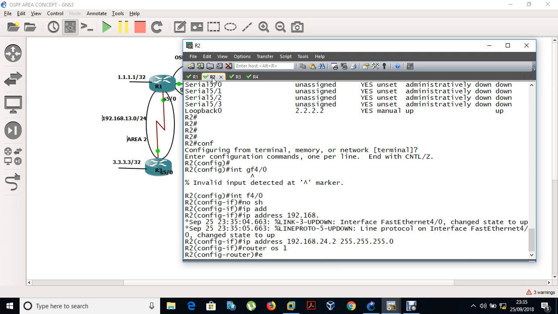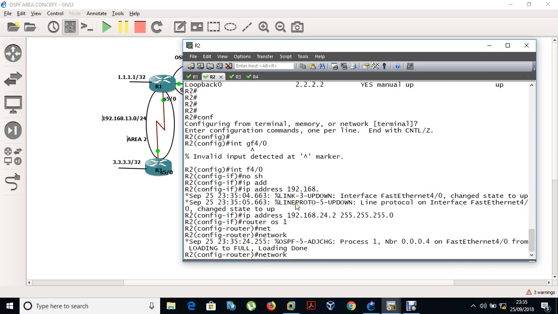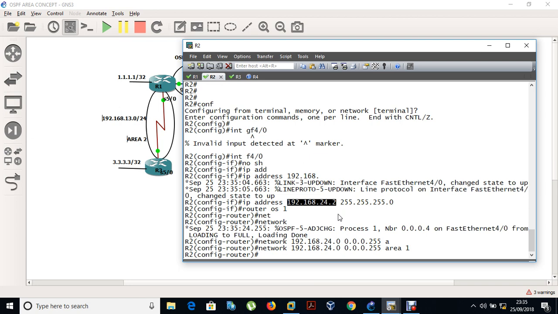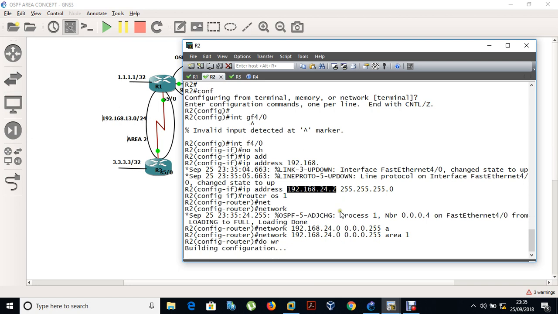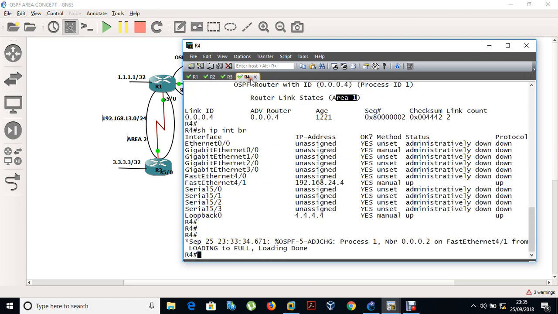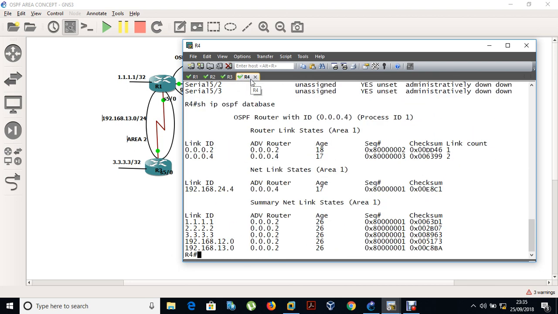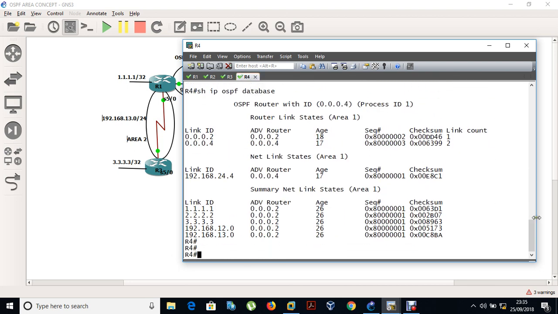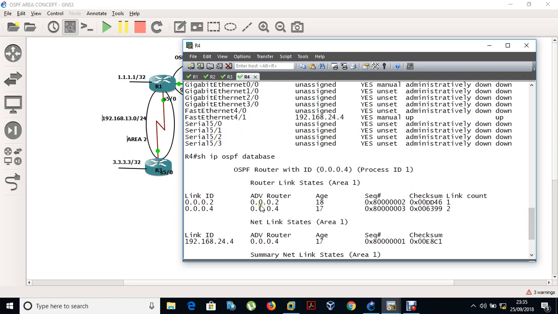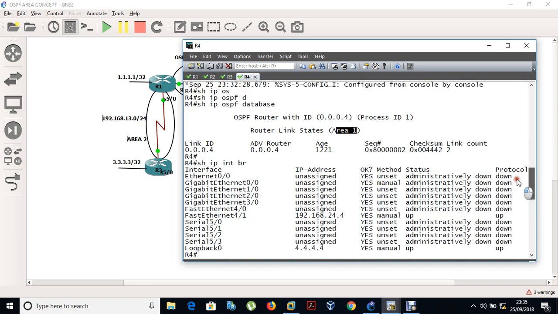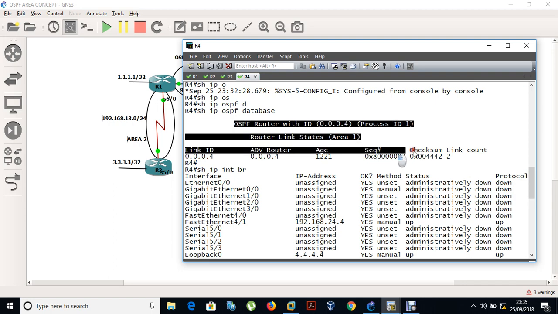OSPF 1, network on this, area 1. So now R4 will have good information. Yeah, now it has a lot of information. Before it had only this one because it only had area 1 information.